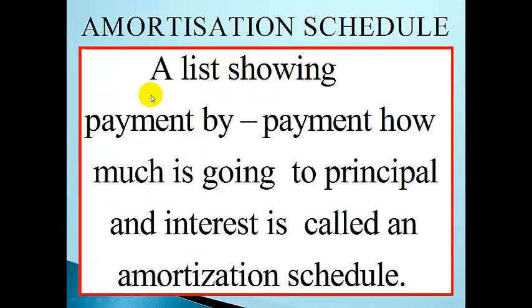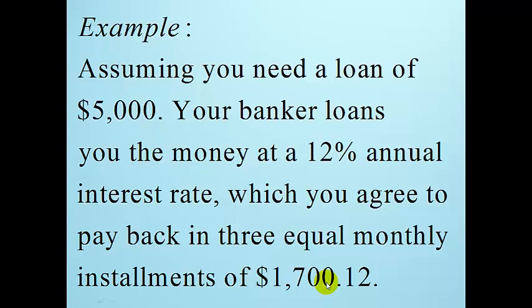Now let's look at what we call amortization schedule. A list showing payment by payment, how much is going to principal and interest, is called an amortization schedule. Now let's look at this example so you understand what we are talking about.